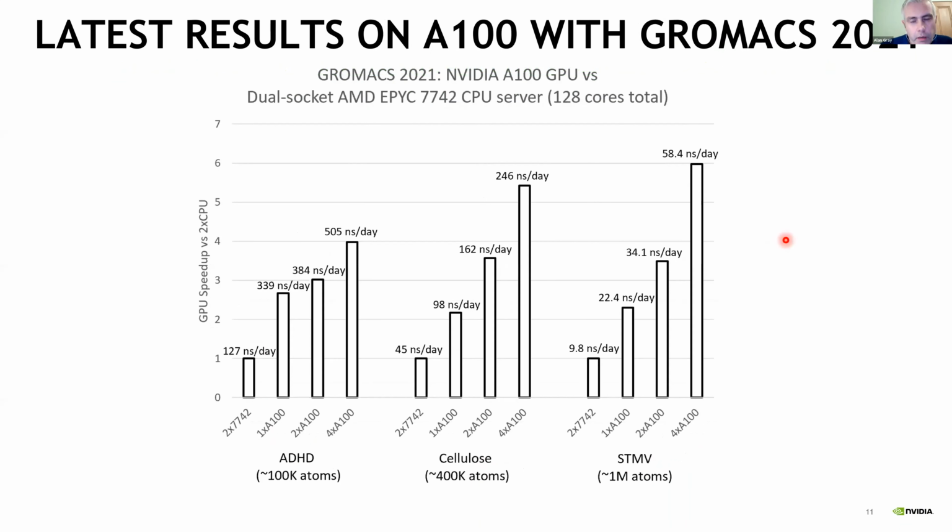So this graph updates the previous results. It's the same test cases, but now showing it on our latest GPUs, A100. I'm also showing it with the latest version of Gromacs 2021, which was just released a few weeks ago. Gromacs 21 has a few minor optimizations over 2020, but nothing as dramatic as what we saw going from 19 to 20. But you should definitely update to 21 because it has better stability, etc. as well. So I urge everyone to get this new version.